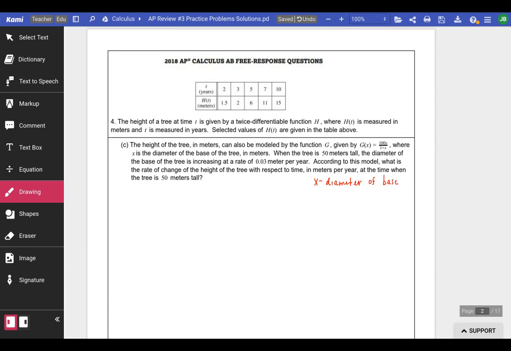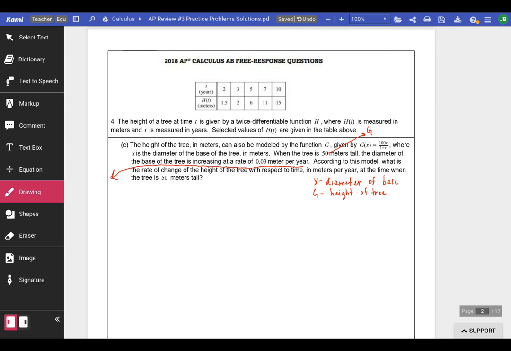And what else do we know? G is the height of the tree. All right, when the tree is 50 meters tall, the diameter of the base of the tree is increasing at a rate of 0.03 meters per year. So I want to make a note here. This 50 meters tall has to do with G. This rate here, 0.03 meters per year.